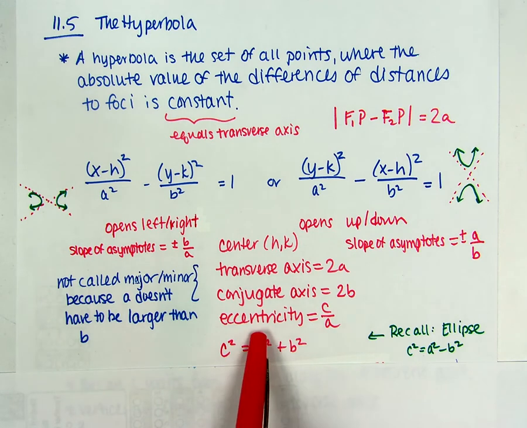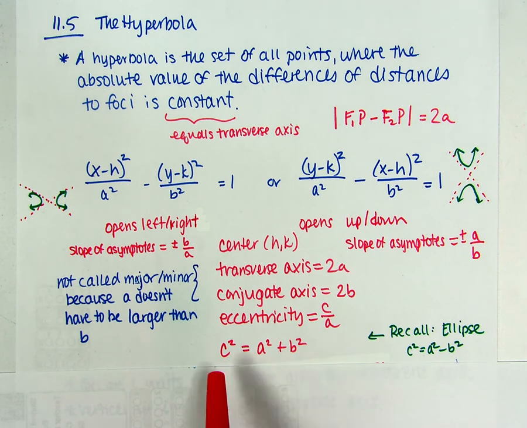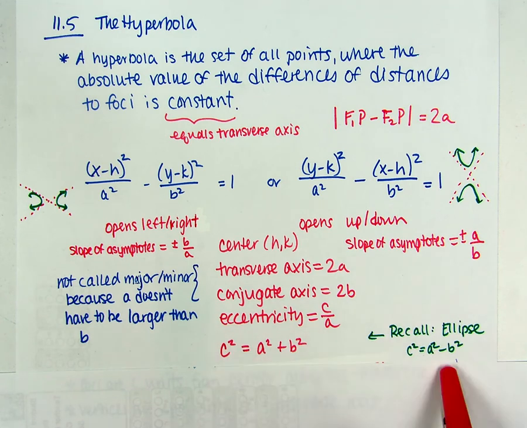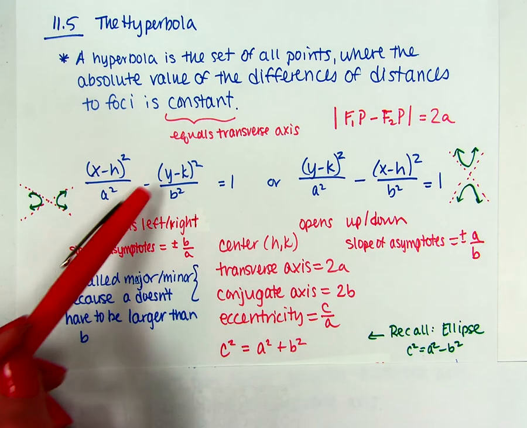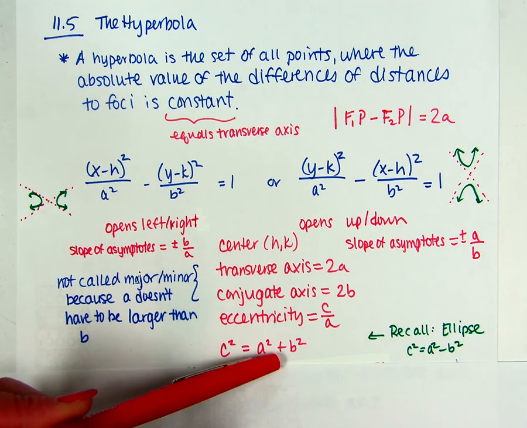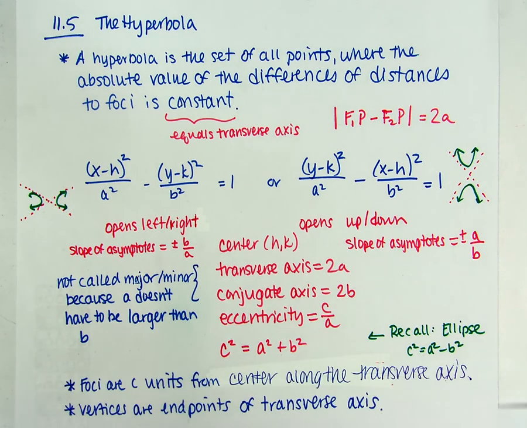The eccentricity, that's still the same. It's c over a. C is going to be how far away your foci are from the center. But to find c, you're going to do a squared plus b squared, which is the Pythagorean theorem. Okay? With an ellipse, it was a squared minus b squared, so just don't mix those two up. I guess you could think of it as with a hyperbola, there's a minus, and so in your c equation, there's the plus. Right? With an ellipse, there's a minus in the c equation, but in your original equation, there was a plus. Think of it how you want to.